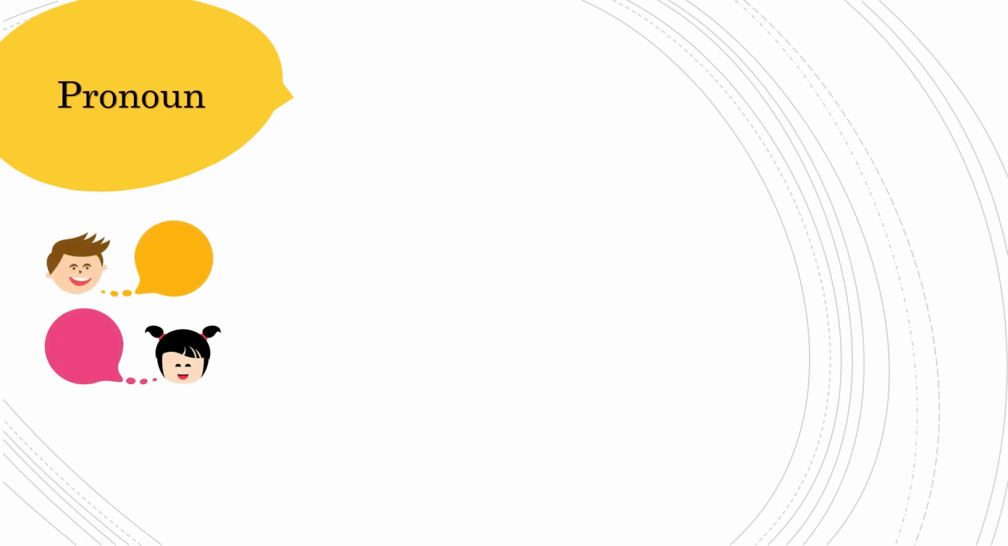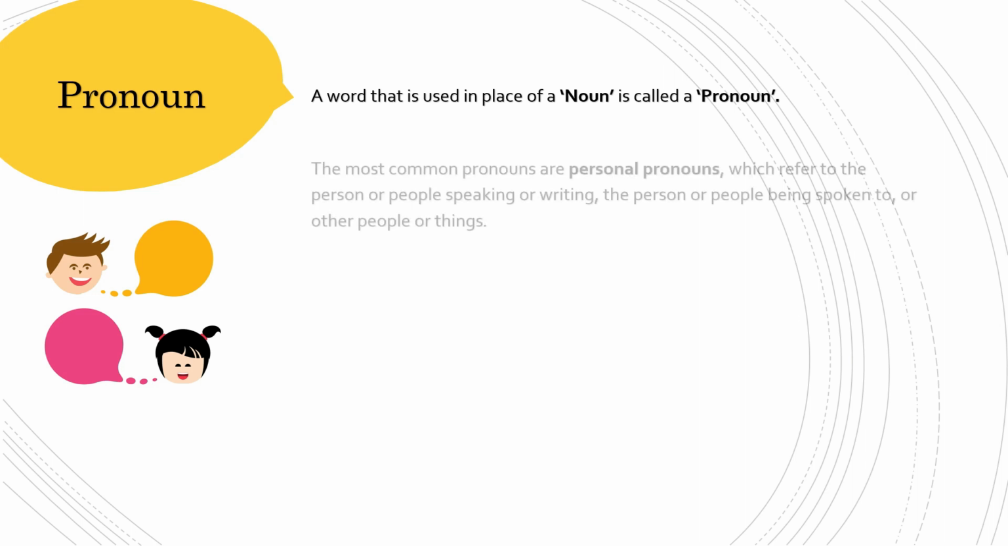Pronoun. A word that is used in place of a noun is called a pronoun. The most common pronouns are personal pronouns, which refer to the person or people speaking or writing, the person or people being spoken to, or other people or things.